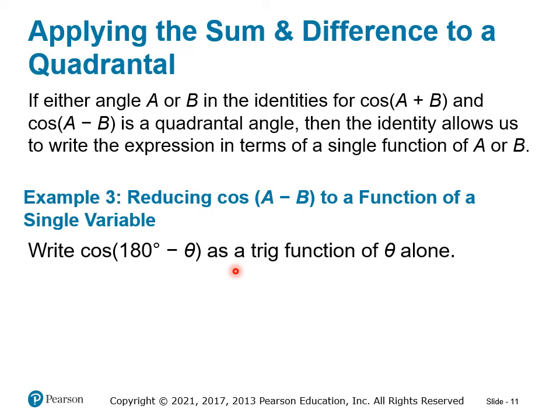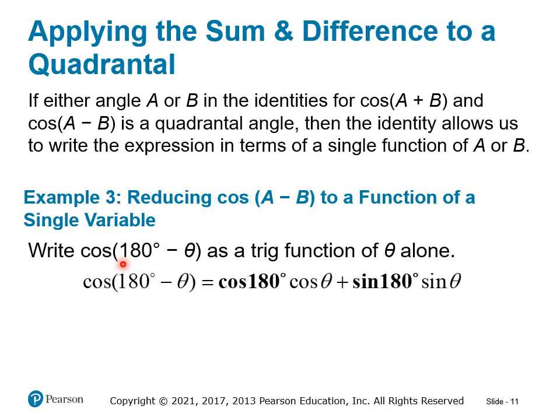So let's try a problem here. Write cosine 180 degrees minus theta as a trig function of theta alone. So we're just going to use our trig difference identity. So it's cosine 180 times cosine theta plus sine 180 sine theta. Okay, that's just applying the identity.